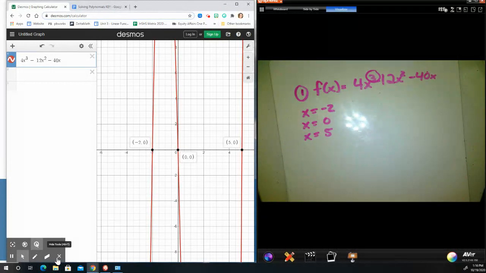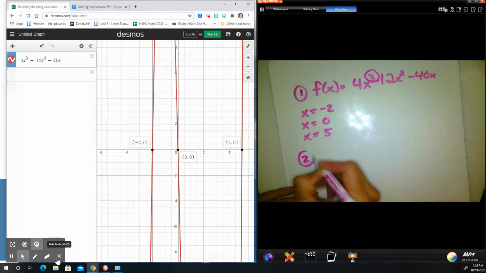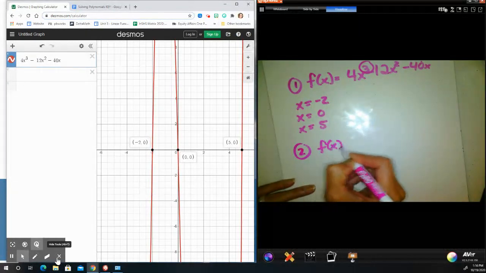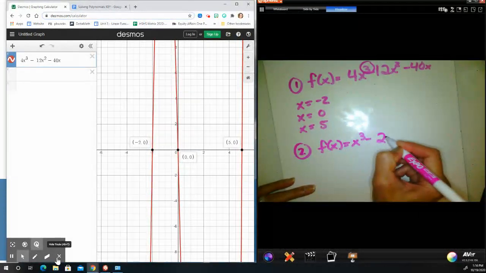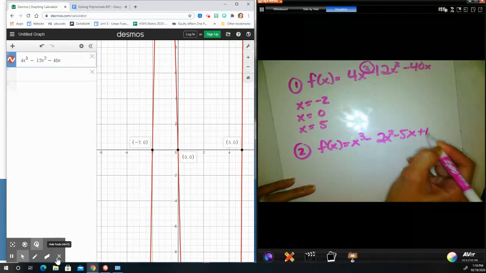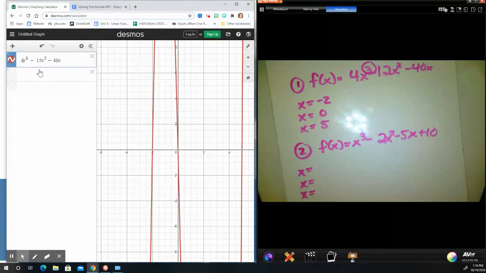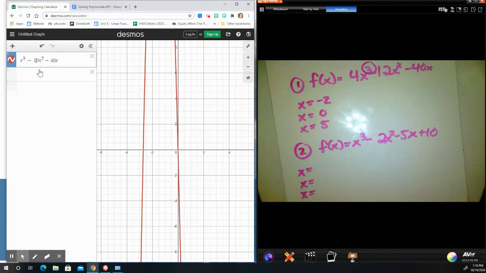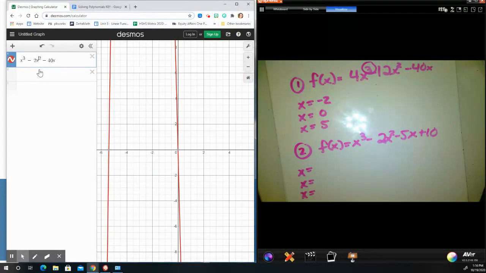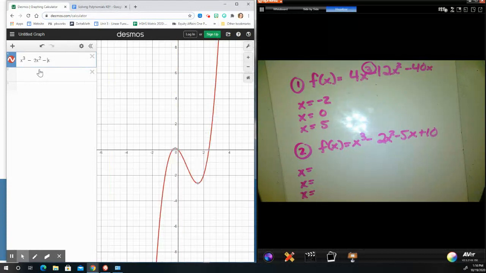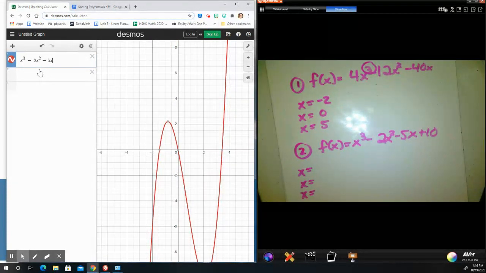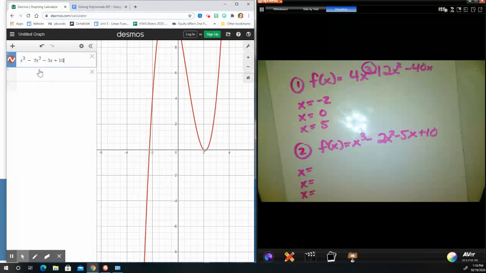All right, let's look at number 2. Number 2 says f of x equals x cubed minus 2x squared minus 5x plus 10. Again, this is a cubic, so I know I'm looking for 3 solutions. I'm going to start with Desmos again. So let's get rid of that 4, get rid of that 1, 2x minus 5 plus 10. Okay, then I'm going to hit enter to see it graph.